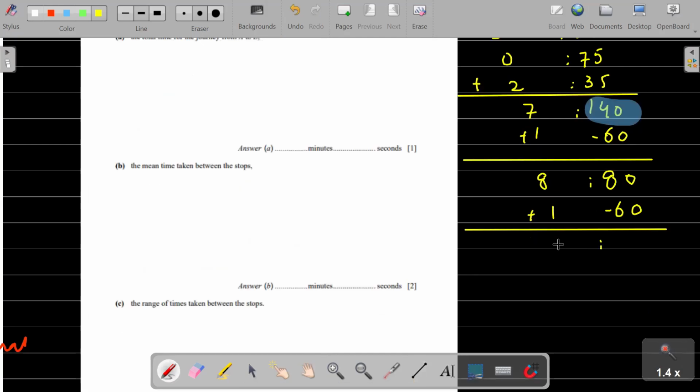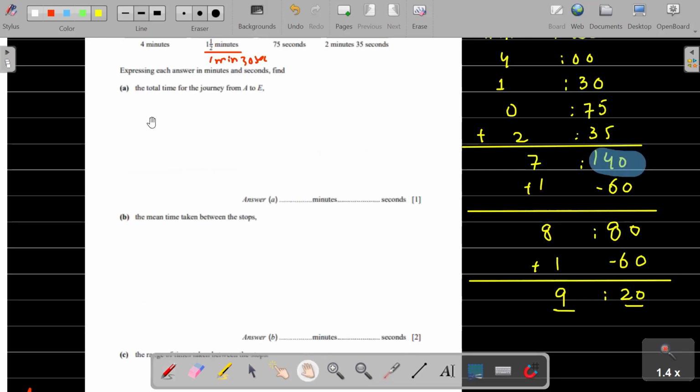So after subtraction, I will be getting 20, and it will be 9. Now you can see that 20 is less than 60. So it is quite normal. And the minute section is also less than 60, which is also normal. So I can write here as my total time, because it mentioned here the total time for the journey from A to E is 9 hours and 20 seconds.